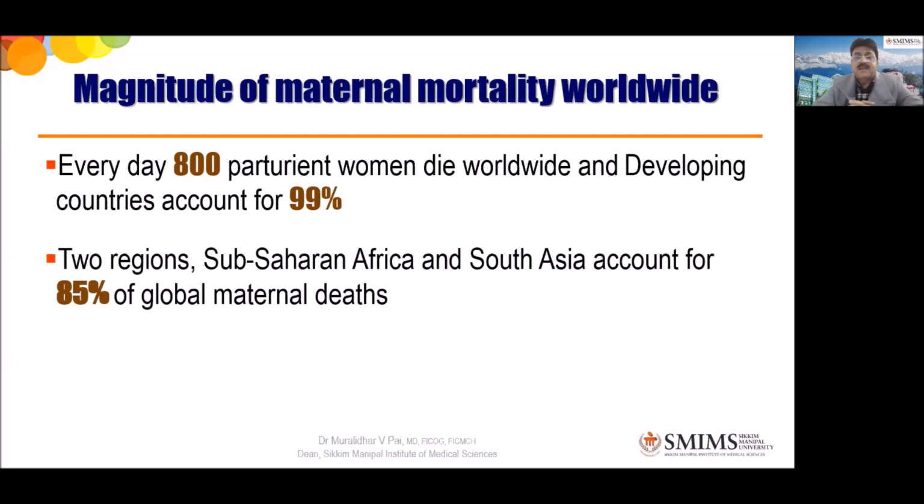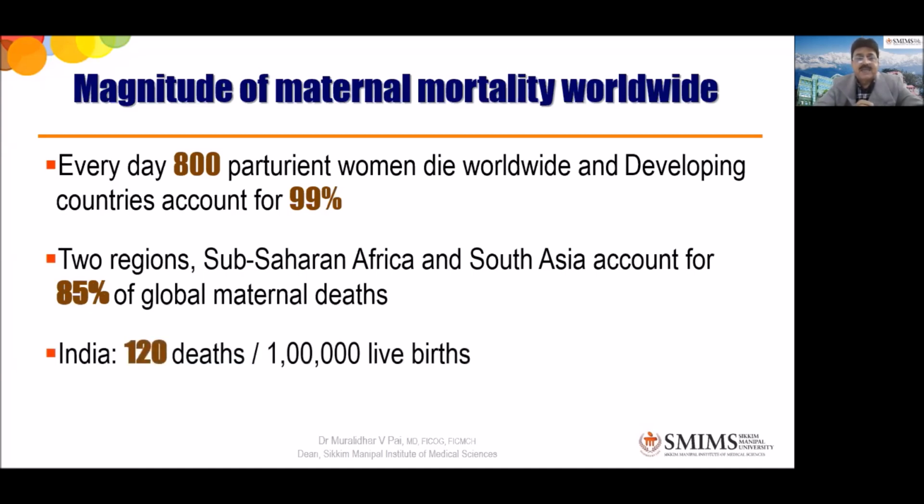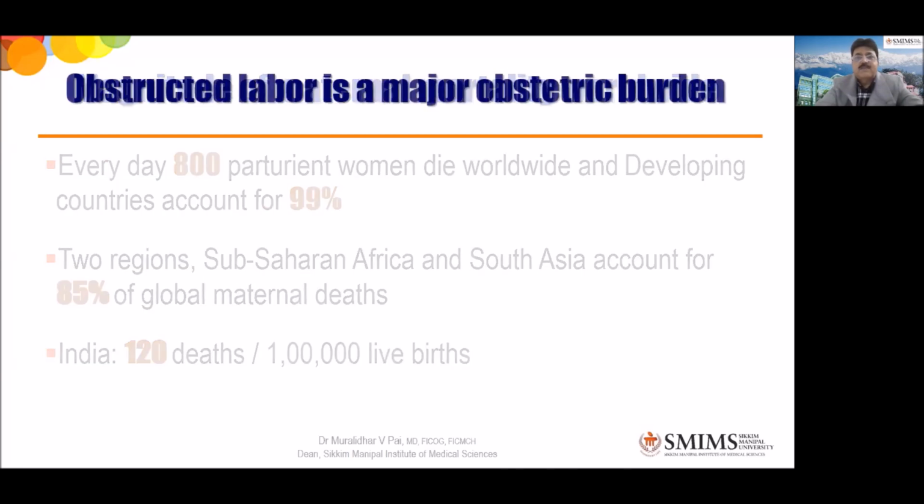Two regions, Sub-Saharan Africa and South Asia, account for 85% of global maternal deaths. In India, it has come down thankfully to 120 deaths per 100,000 live births, but it is not uniform in all the states. Some states still have 300 deaths per 100,000 live births. So it is unacceptable. We have to improve ourselves. The only way is a proper monitoring of the labor, and that is possible with Partograph.